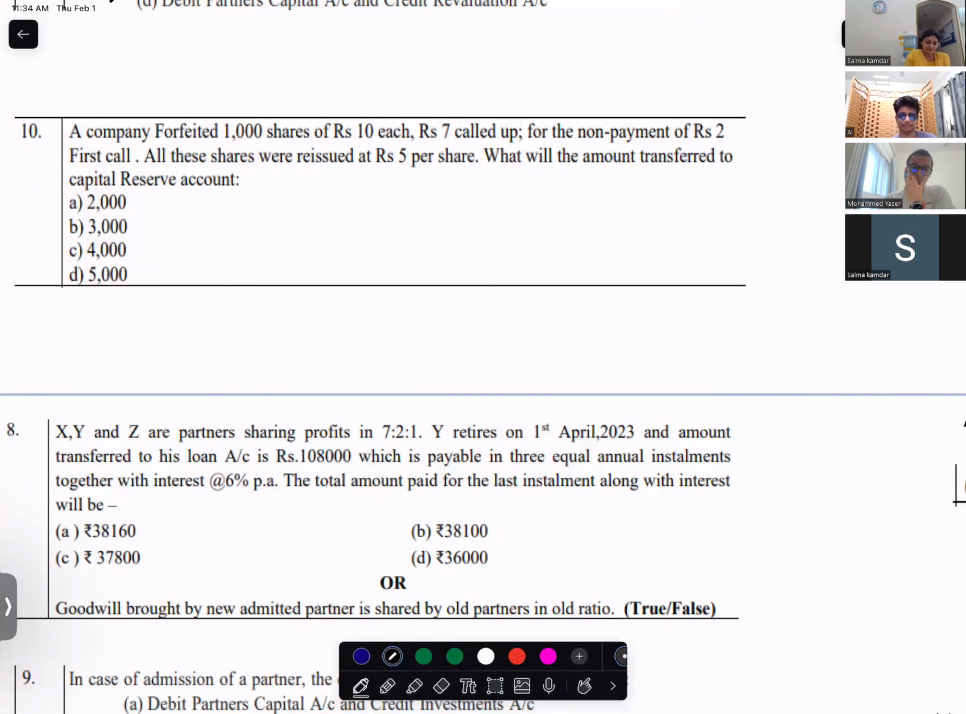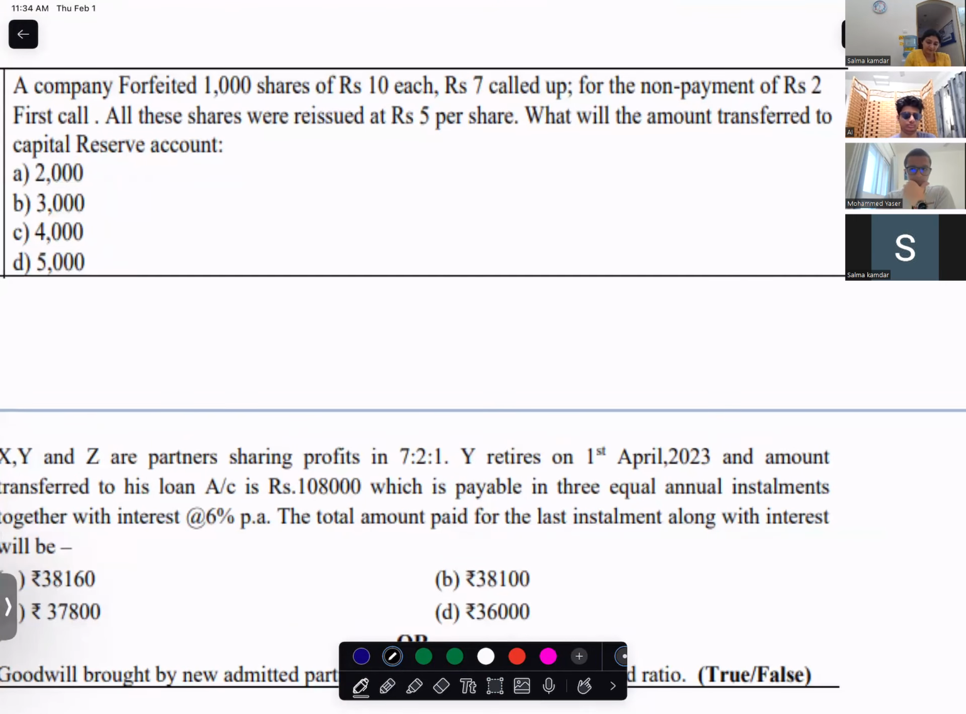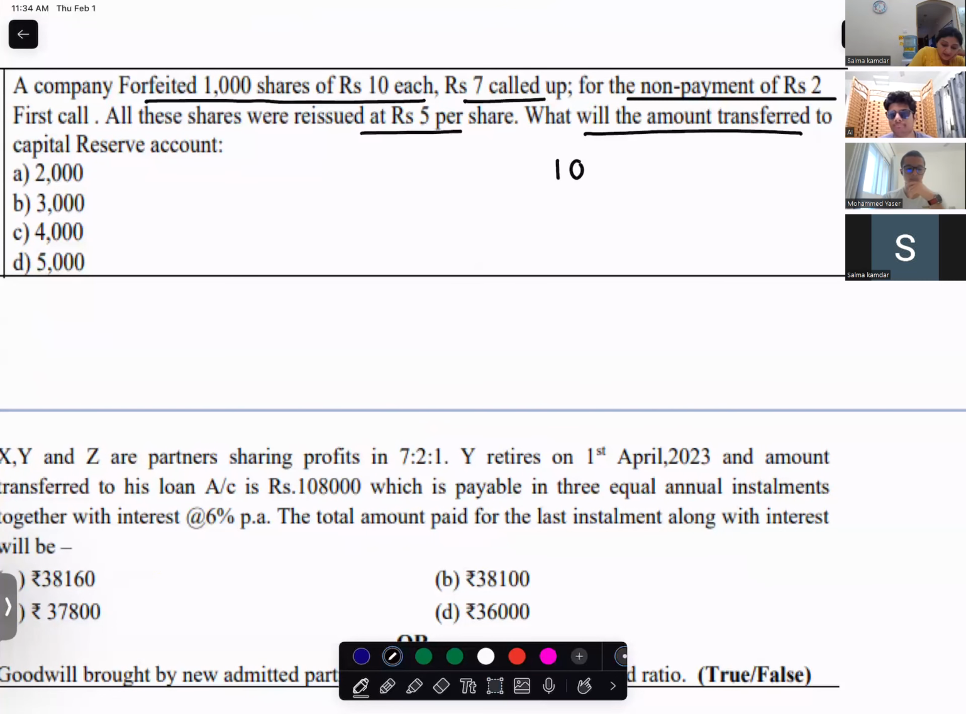10th one. Yasir, read. A company forfeited 1,000 shares of rupees 10 each, rupees 7 called up, for the non-payment of rupees 2 first call. All the shares were reissued at rupees 5 per share. What will be the amount transferred to capital reserve account? Now listen to me. The face value of the share is how much? 10 rupees.